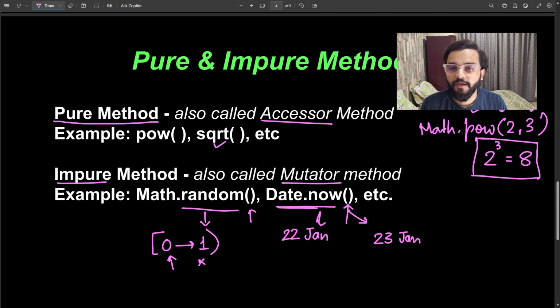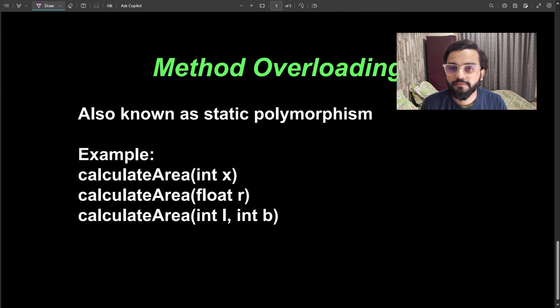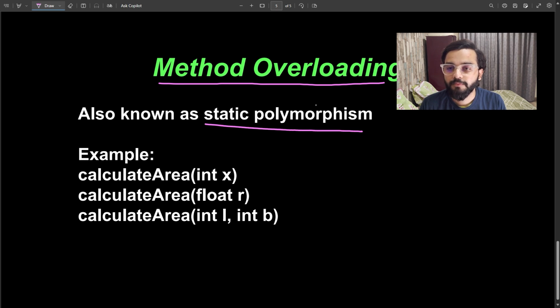Now next we go to a very important topic, that is method overloading. Method overloading is a very important concept which is based on polymorphism. Now we know that polymorphism is the ability of a class to take more than one form. Similarly, if we apply method overloading in our program, then one method can behave in multiple forms, and therefore this particular concept is also called static polymorphism. So remember this.